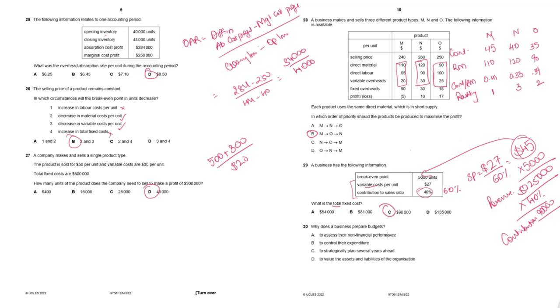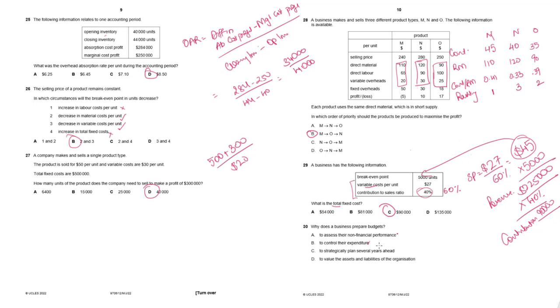30. Why does the business prepare budgets? To assess their non-financial performance. This statement is doubtful because budgets are prepared to plan for future operations and then to compare the actual performance versus the budgeted performance, but it's done for financial performance. So, okay, to control their expenditure, this statement could be true, but let's see.